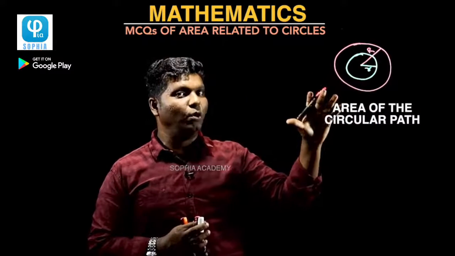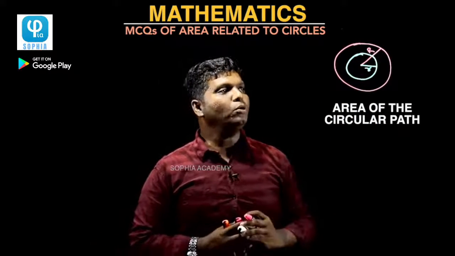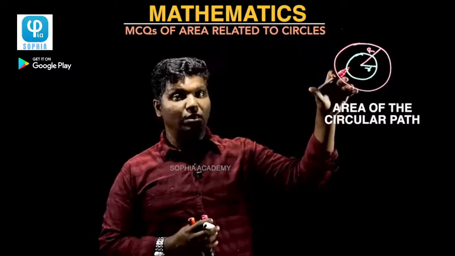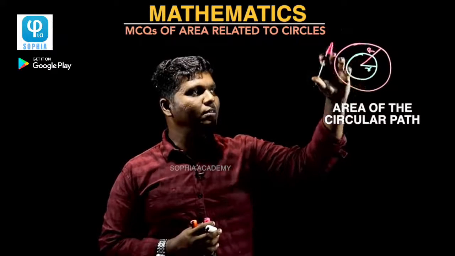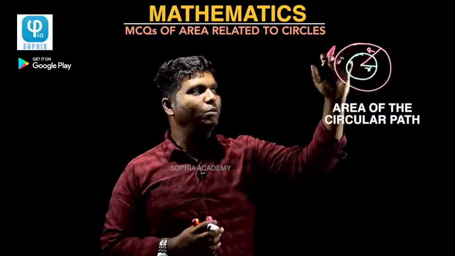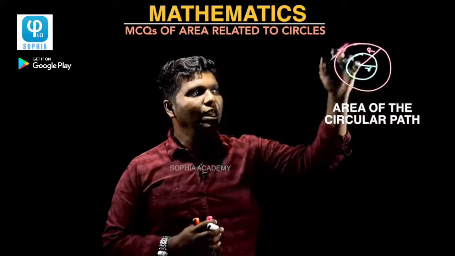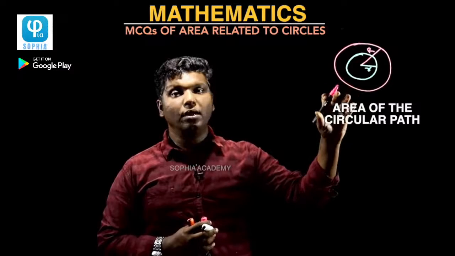The bigger one is capital R and the smaller one is small r. Now tell me, what about the area which is included between these two circles? If you are considering the area between this one, this part, how can you find that much area?